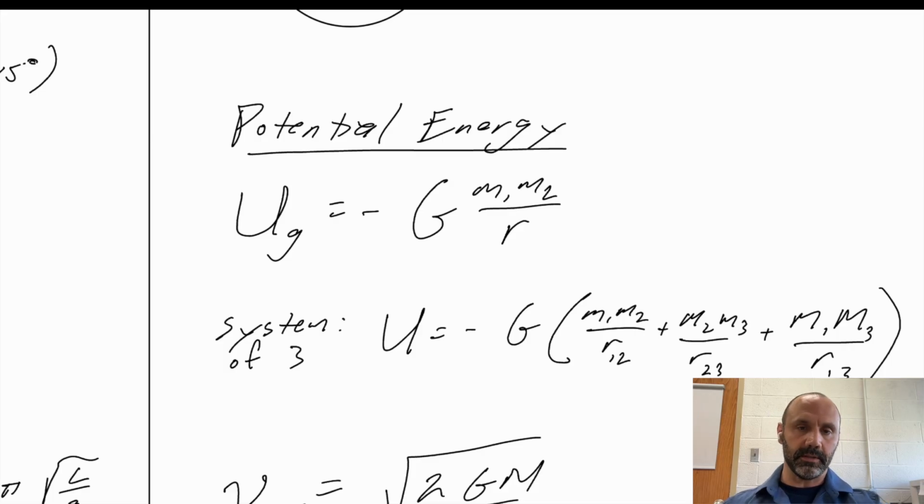Here's an example of the potential energy of a system of three objects, where it would be negative G. You're finding all the relationships of the potential energy and you're just adding them up. It's not a vector. You can just add everything.